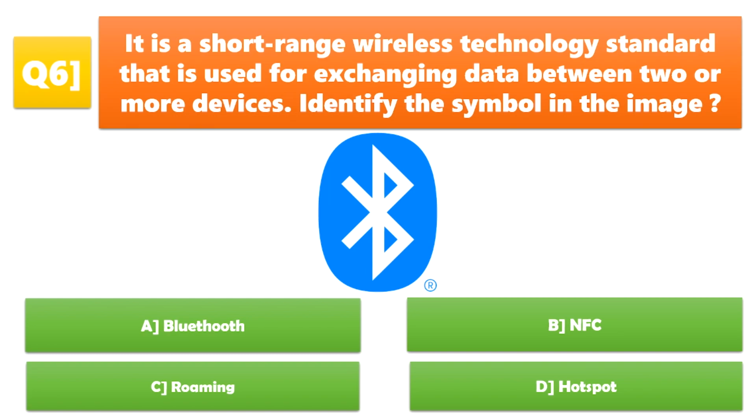It is a short range wireless technology standard that is used for exchanging data between two or more devices. Identify the symbol in the image. A. Bluetooth, B. NFC, C. Roaming, D. Hotspot. A. Bluetooth is the correct answer.